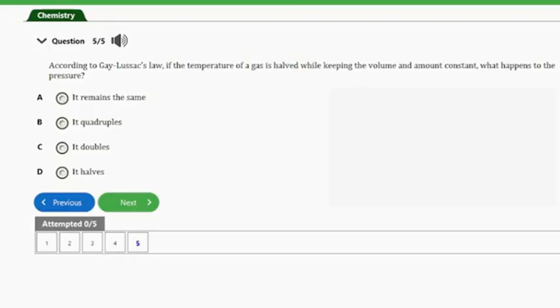According to Gay Lussac's law, the pressure of a gas is directly proportional to the absolute temperature, provided the volume remains constant. So guys, if the temperature of a gas is halved while keeping the volume and amount constant, the pressure will also be halved. So guys, that's the answer to this question, and that's option D here.